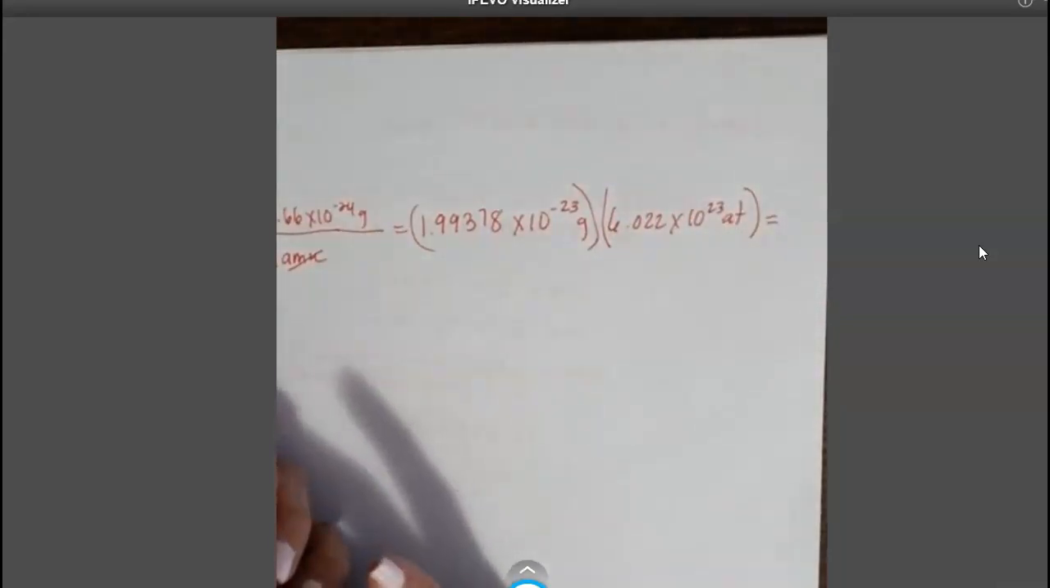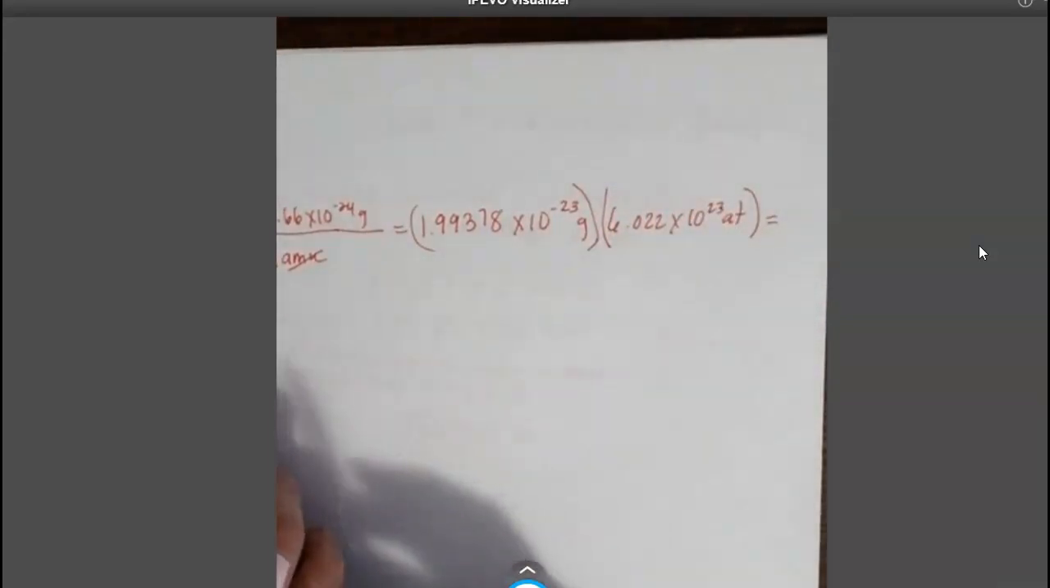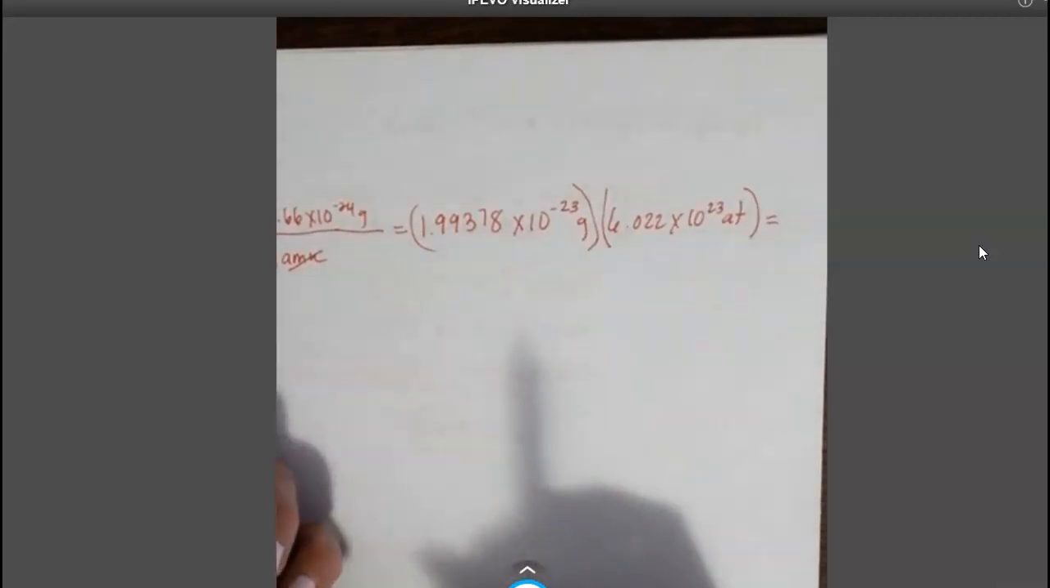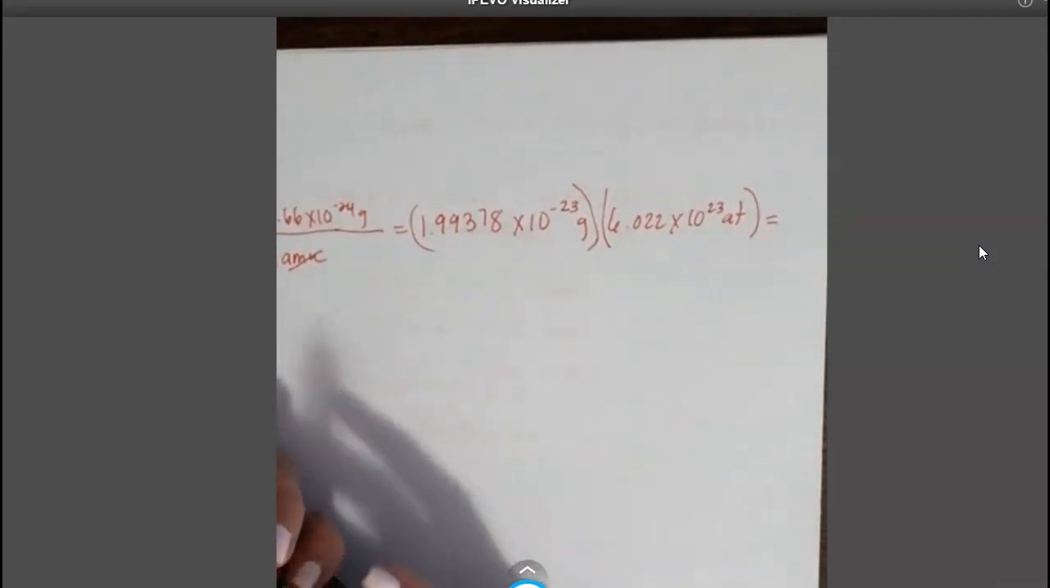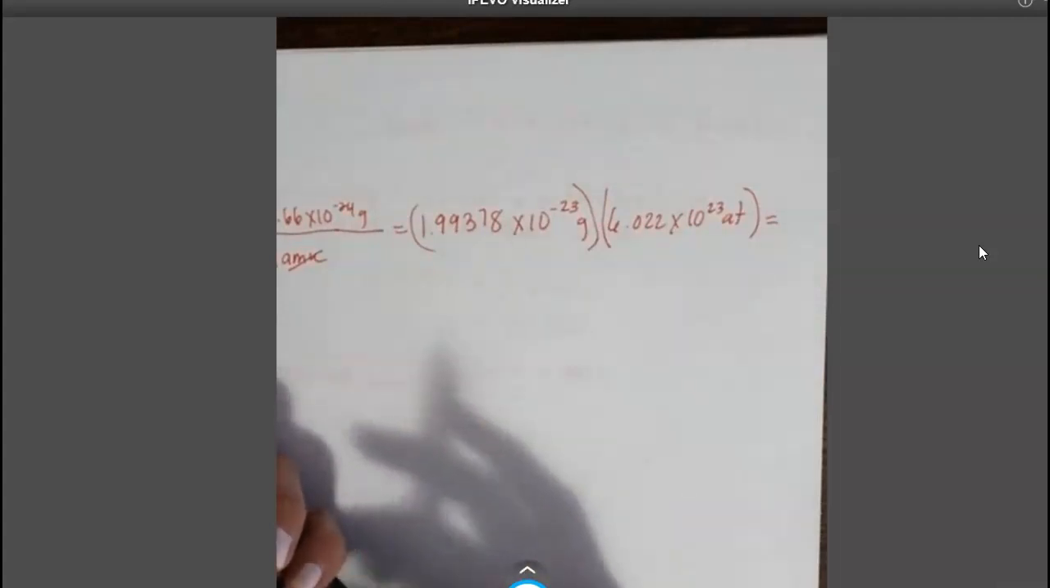So 1.99378 times 10 to the negative 23rd times it by 6.022 times 10 to the 23rd.